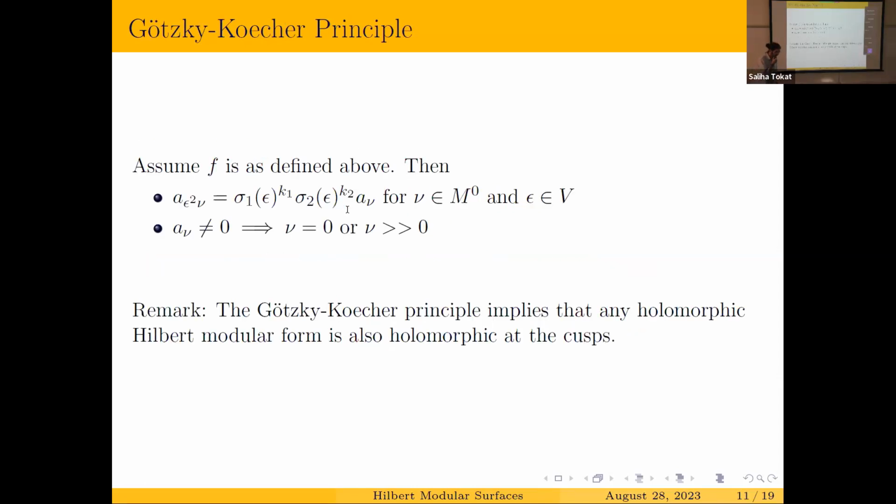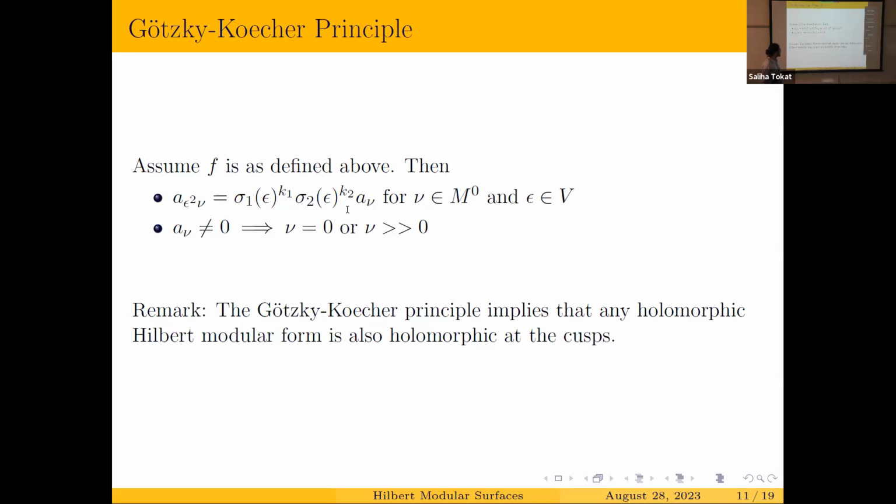After we give a Fourier expansion, there's a very important fact. It's called the Gauss-quadratic principle, and it says that for a Fourier coefficient a sub nu to be non-zero, nu has to be either totally positive or exactly zero. Totally positive means all of its images under sigma 1 and sigma 2 are both positive. This is important information.